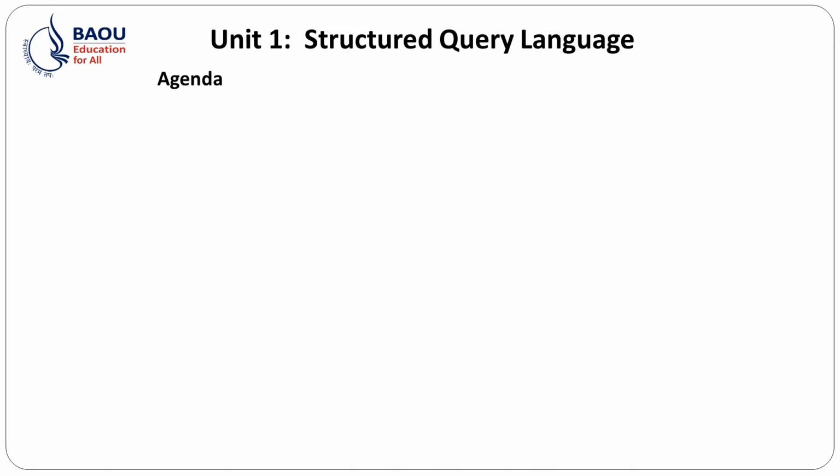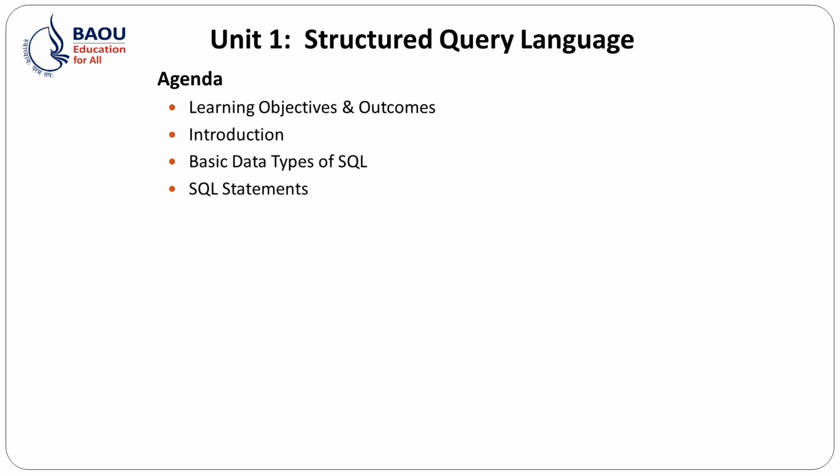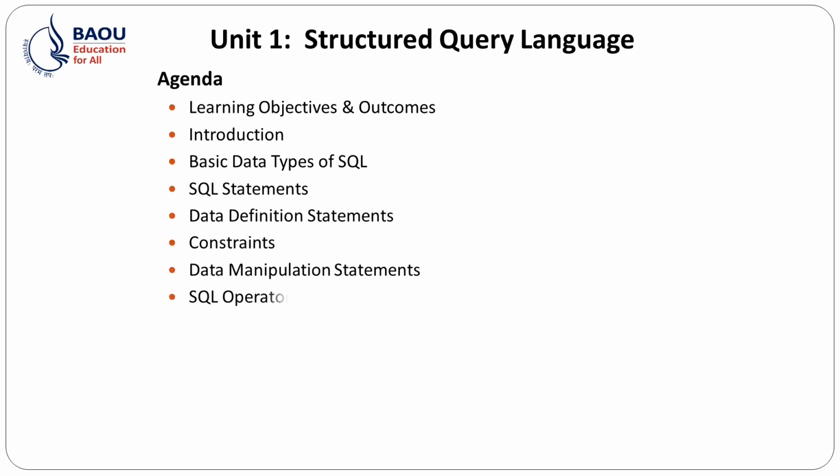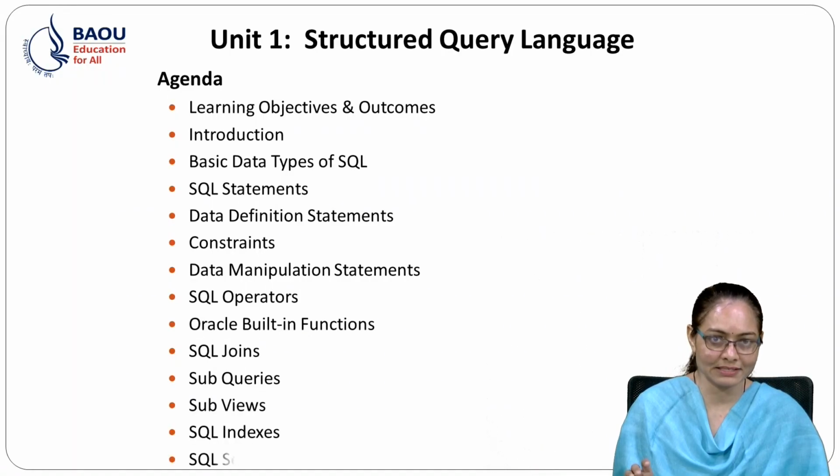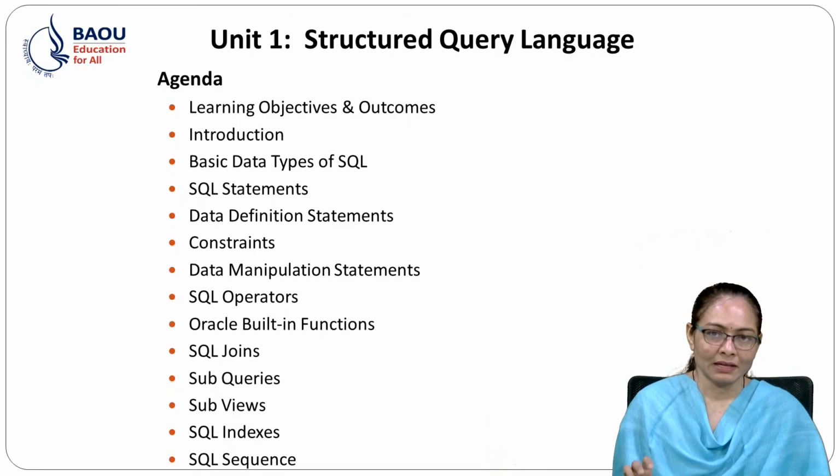Now we will start with Block 3 Unit 1, Structured Query Language. First of all, we see the agenda of Unit 1: learning objectives and outcomes, introduction, basic data types of SQL, SQL statement, data definition statement, constraint, data manipulation statement, SQL operators, Oracle built-in function, SQL joins, SQL queries, SQL views, SQL index and SQL sequence. All these topics are included in SQL. After learning all these topics in Unit 1 Block 3, the students will be able to get the knowledge about Structured Query Language. In the last session, we already completed up to the SQL built-in function.